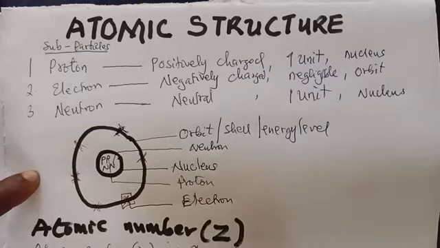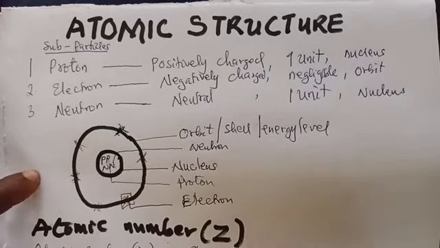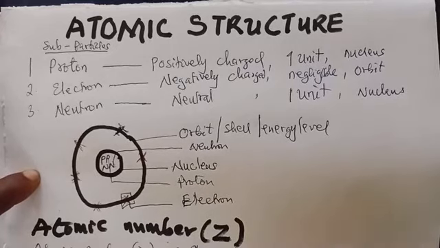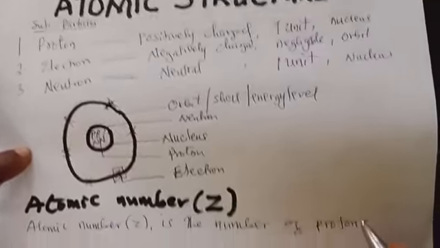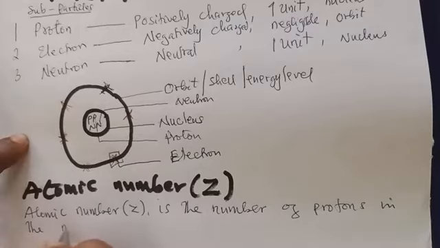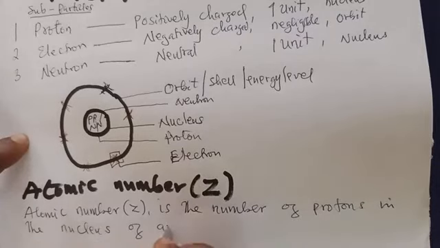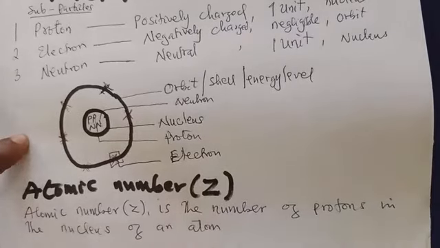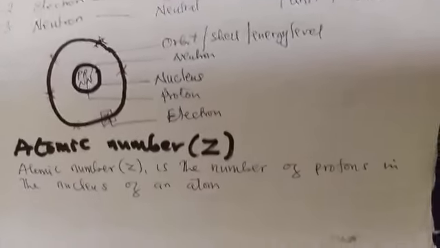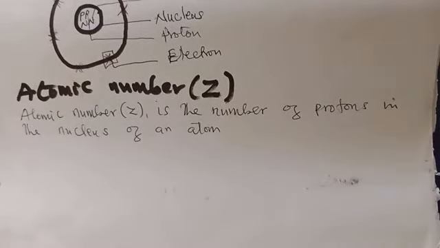atomic number is the number of protons in the nucleus of an atom. Atomic number is the number of protons in the nucleus of an atom. That is what atomic number is.